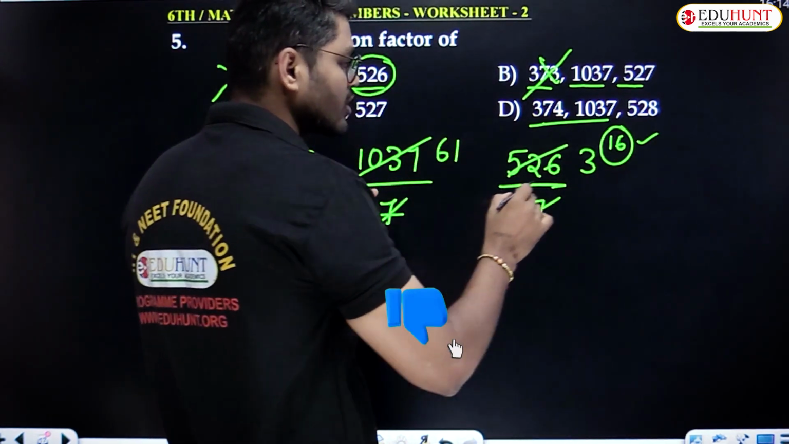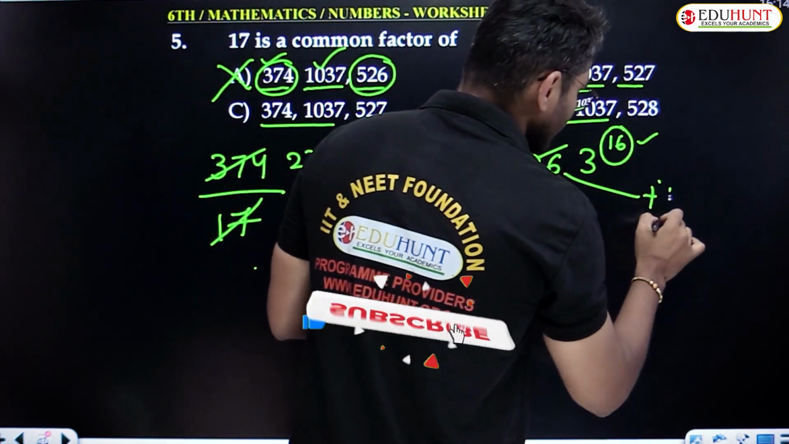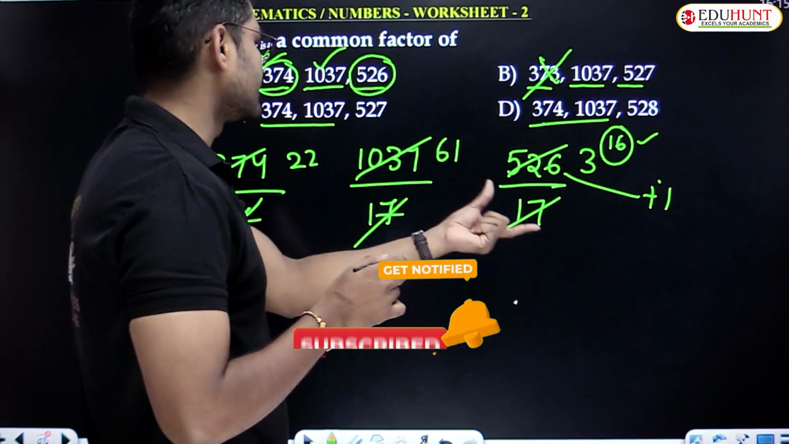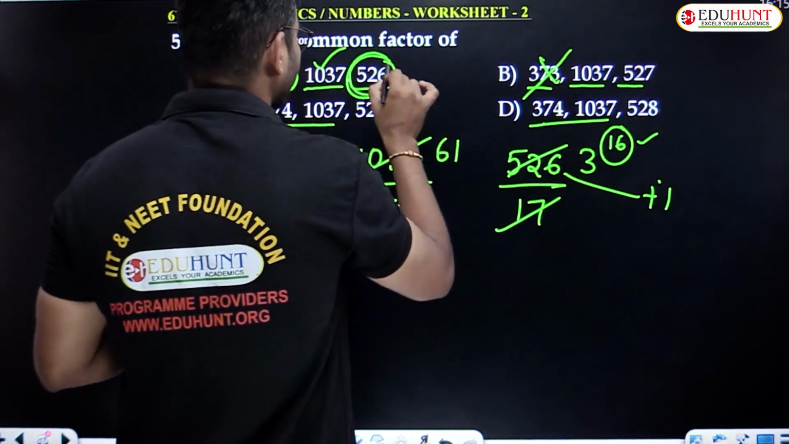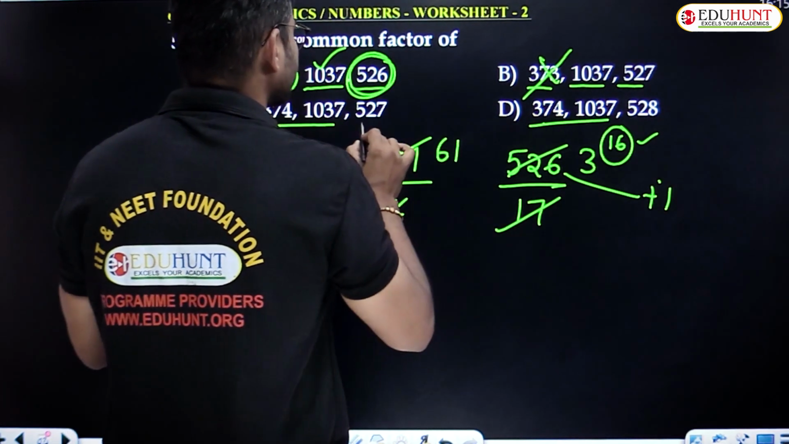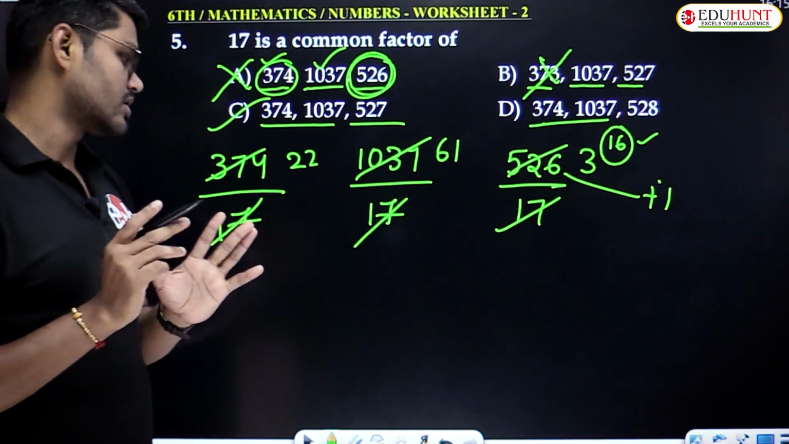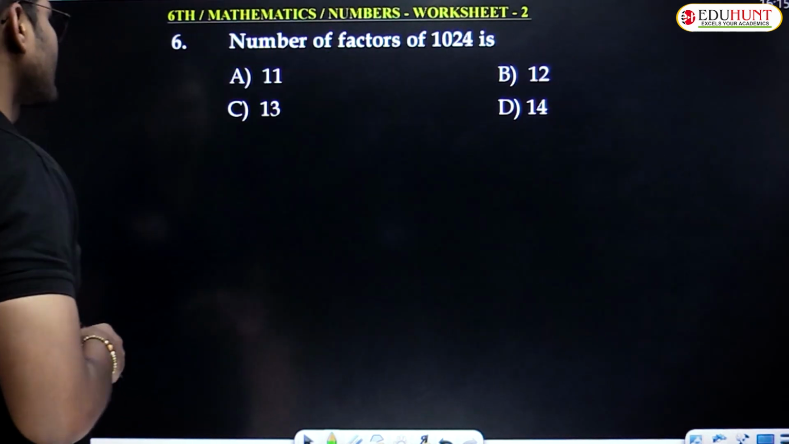If I add 1 to this number, definitely that number will be divisible by 17. Therefore, add 1 to this number, 526 plus 1, that is 527. Therefore, option C is the answer for this question. Did you understand, students? Okay, chalo. Let's move on to the next one.